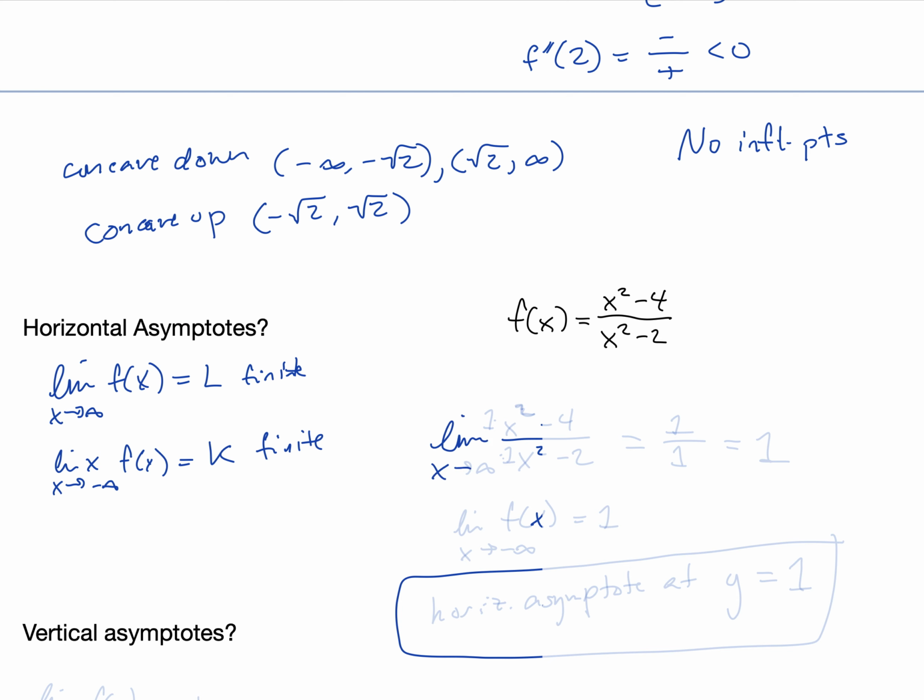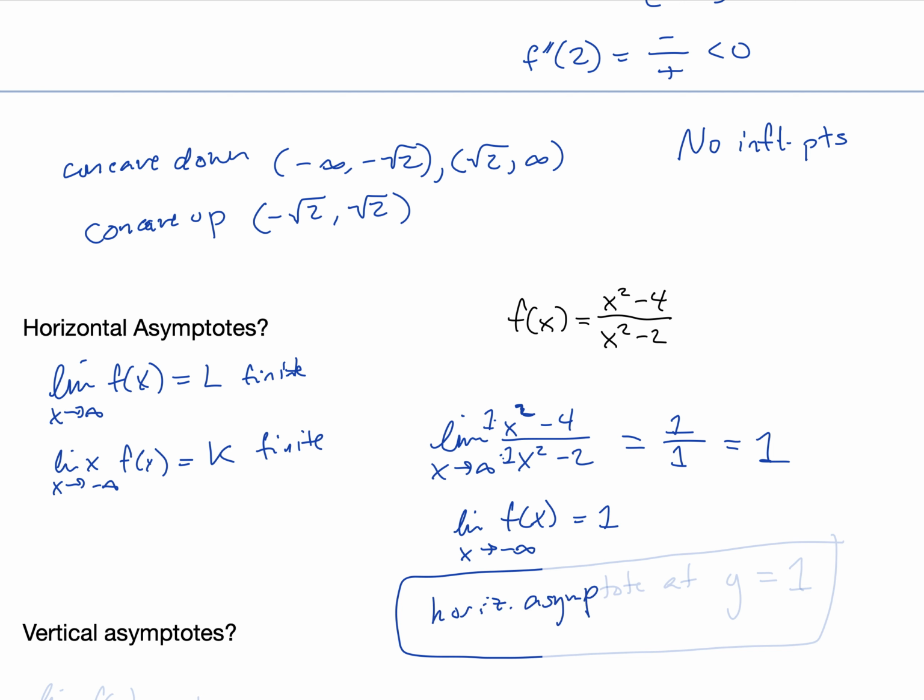So if you look at the limit as x goes to infinity of x squared minus 4 divided by x squared minus 2, recall that if the highest powers in a rational function are the same, then this is just going to go to 1 over 1. This is just going to go to the ratio of the coefficients of the highest powers. So this limit is just 1. And similarly, the limit as x goes to negative infinity of f of x will also be 1.